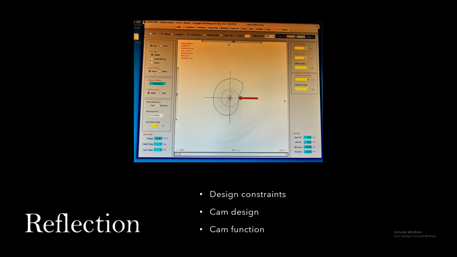And yeah, the one thing I did learn is how a cam works, how to design it, and how to make it with constraints. But the biggest thing I learned is that I can make these cams in other applications other than cars. So again, thank you so much.